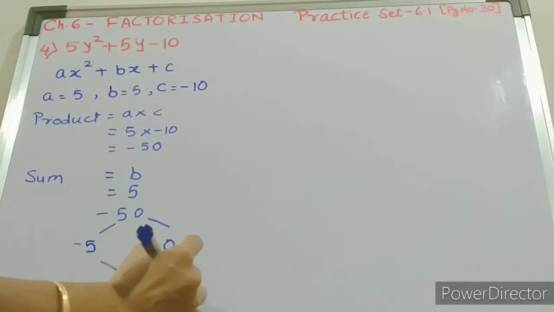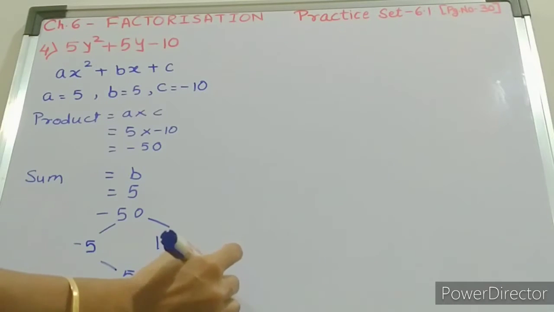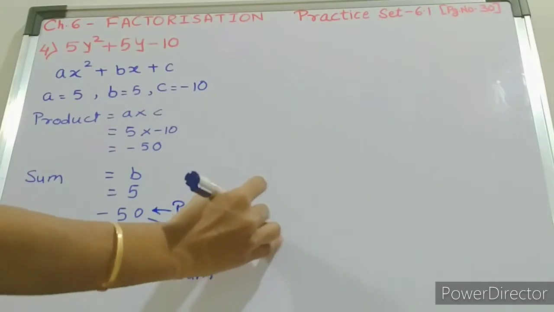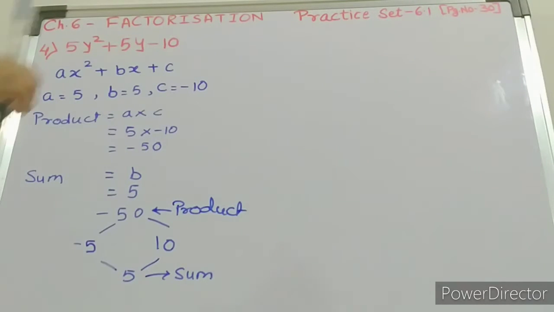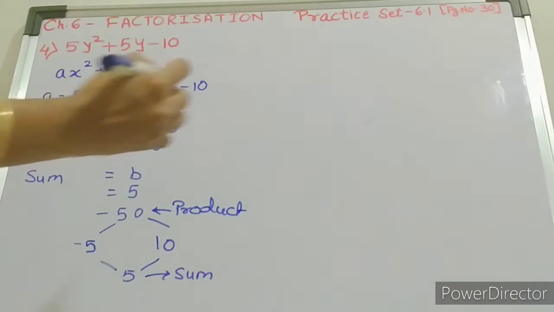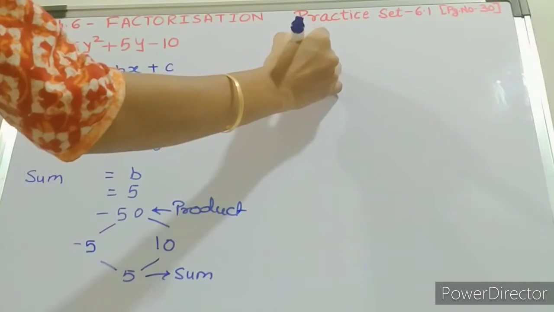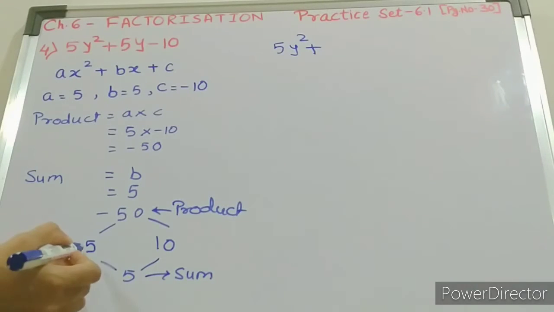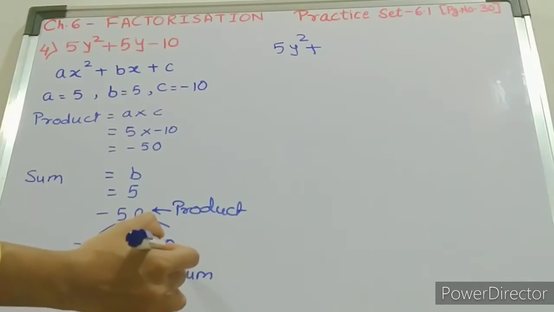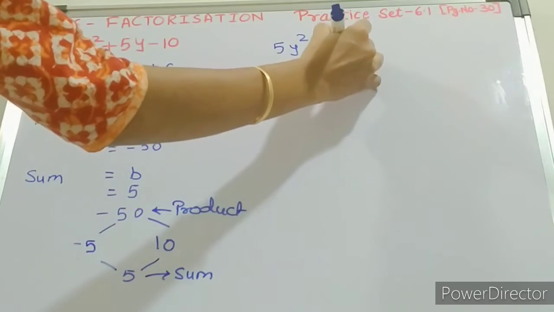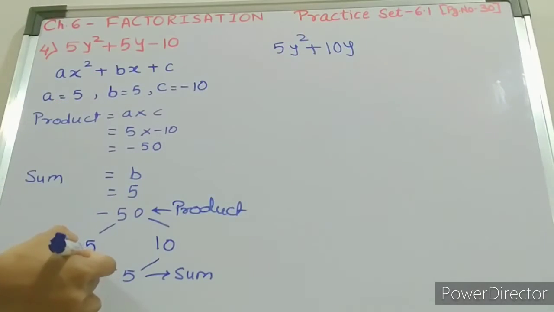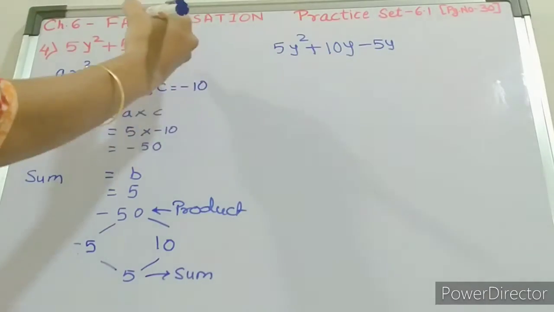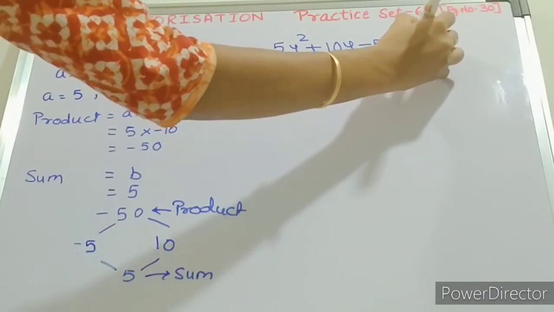This is the sum and minus 50 is the product value. Now I will substitute these two factors instead of the middle term. So I will write 5y square plus, instead of 5y, these two factors: plus 10y, and minus 5y, minus 10.